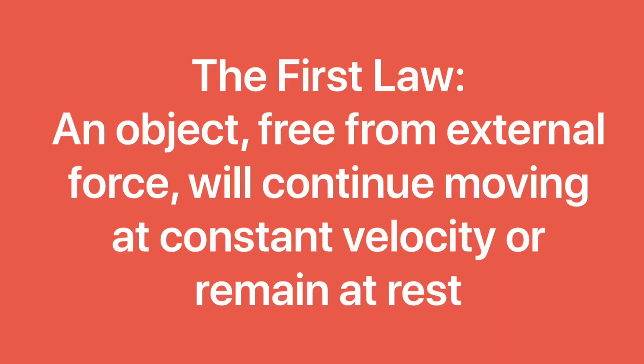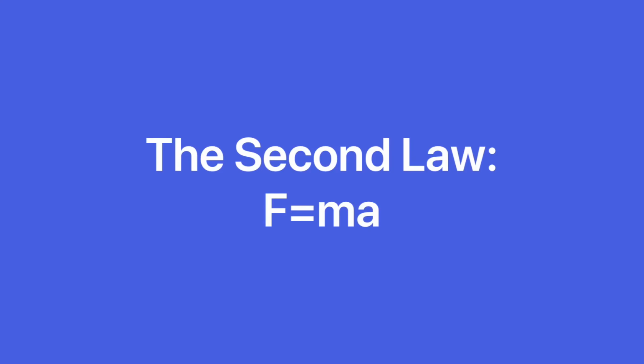Now let's go back and summarize everything we learned today. An object free from external force will continue moving at constant velocity or remain at rest. So an object at rest will stay at rest, and an object moving will continue moving unless there's another force that counteracts its motion. Now the second law states that force equals mass times acceleration. That means force is directly proportional to acceleration, with the proportionality constant being the mass.